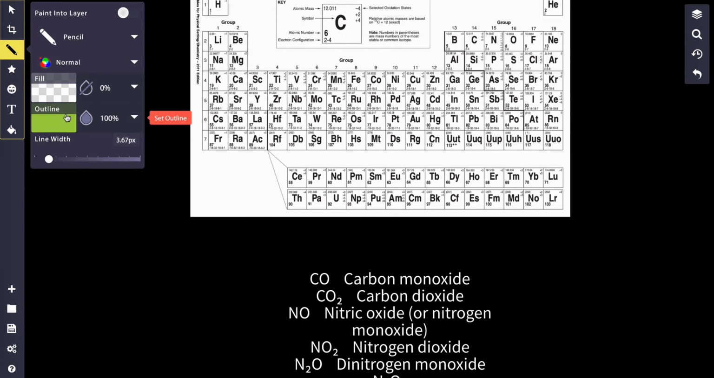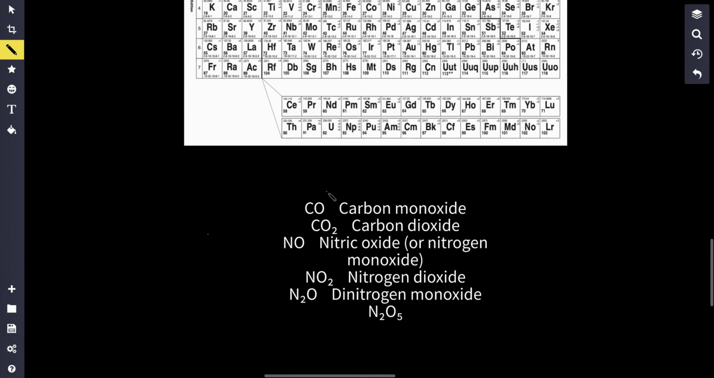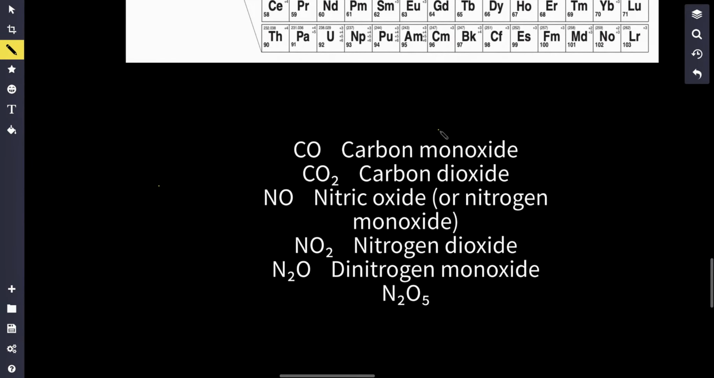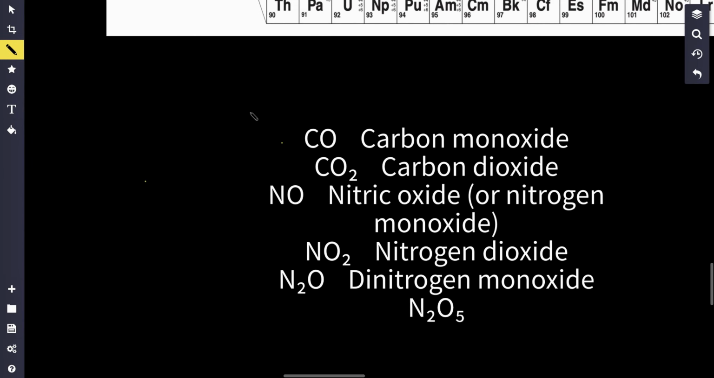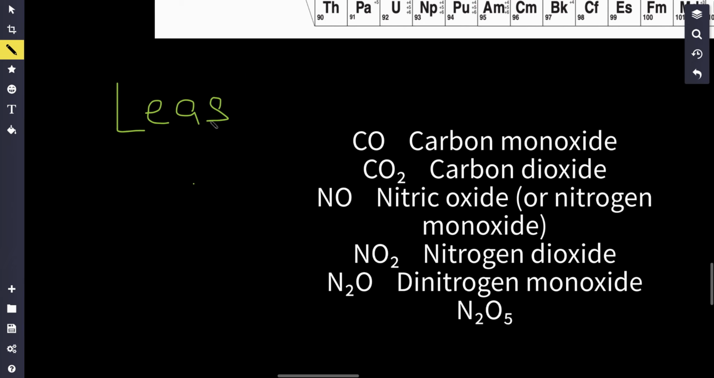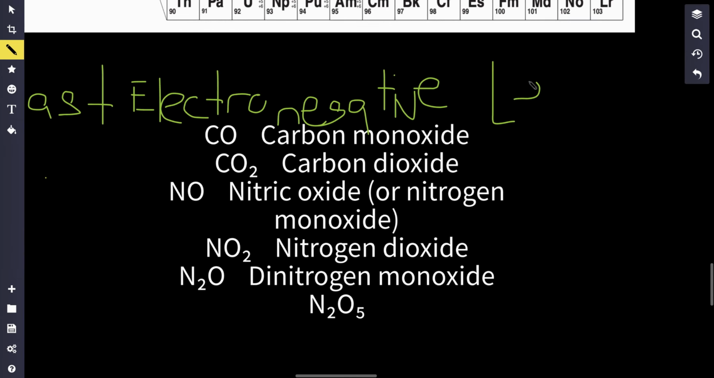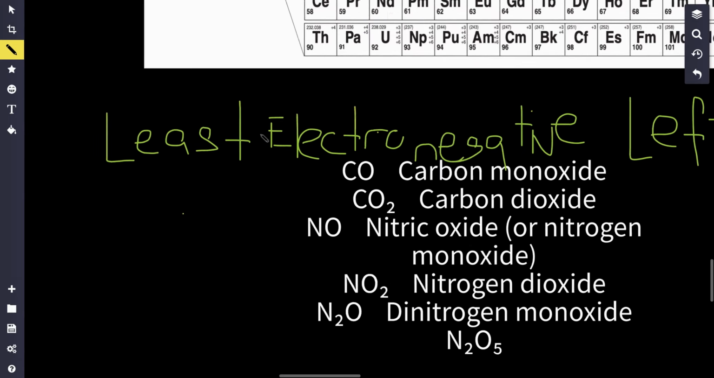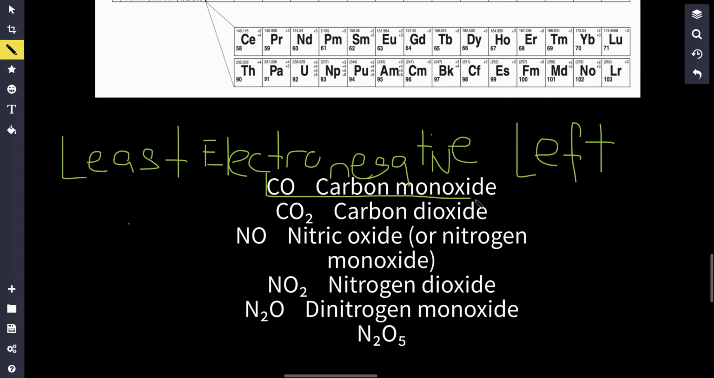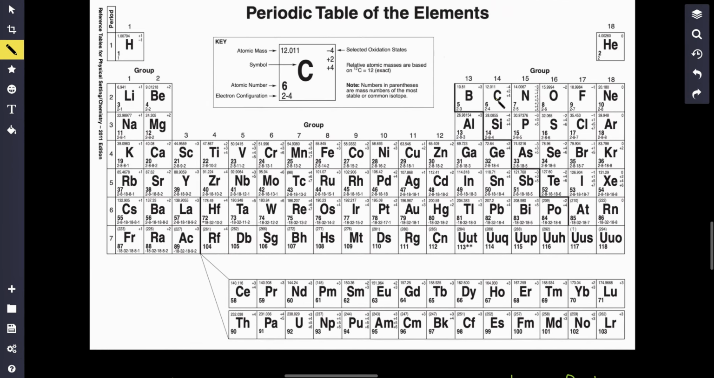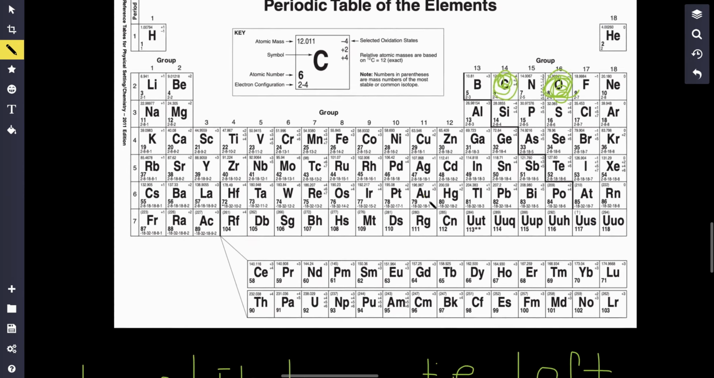All right, so I want you to notice something about covalent compounds. I should have talked about it last video. But notice how the least electronegative atom is going to be to the left. So if you take a look at some examples, notice how in carbon monoxide, carbon is right over here, oxygen is right over here. Remember that from electronegativity, oxygen is going to be more electronegative than carbon.